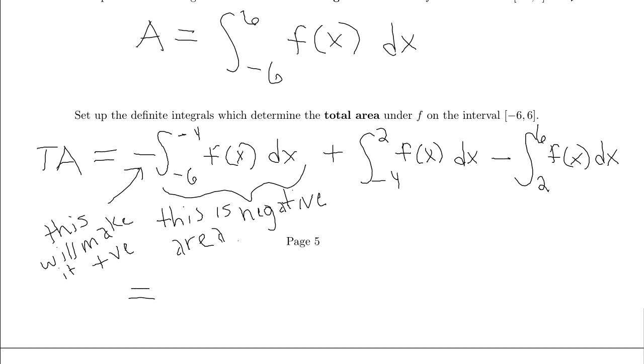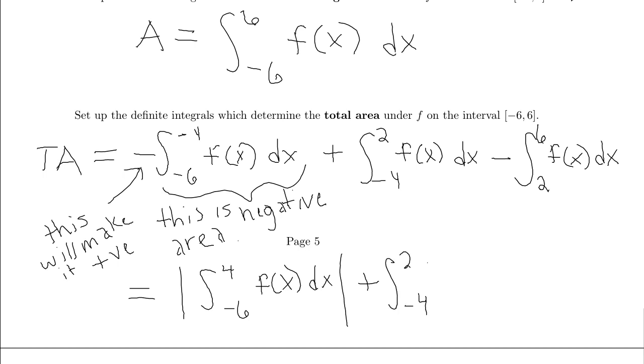Another way to write this would be the absolute value of the area between negative 6 and 4. That's the same as multiplying it by negative 1 because it's negative there. Plus the integral from negative 4 to 2 of f of x dx, plus the absolute value. So instead of subtracting this last integral to make it positive, I can just add the absolute value of this area, and that does the same thing. So both of these methods will work, and I didn't need an absolute value on the middle integral, because it's already positive there.